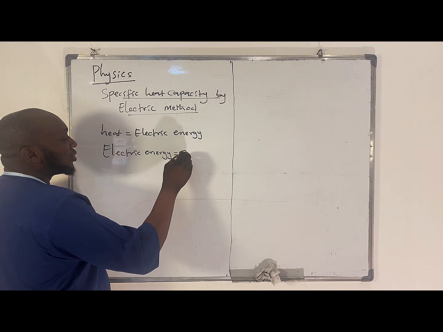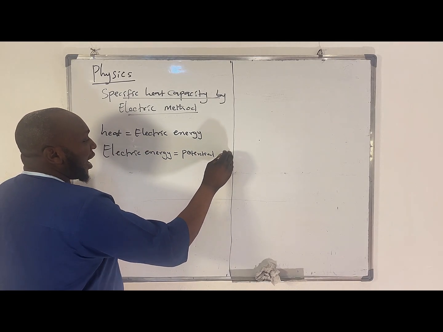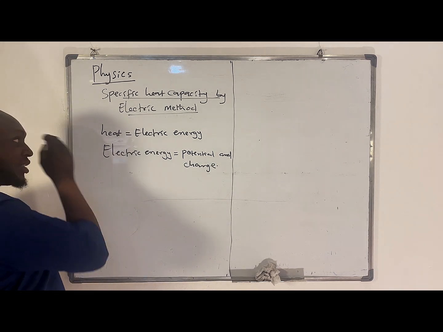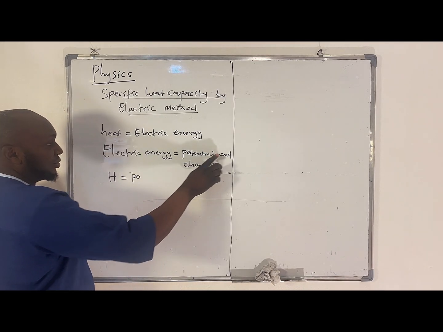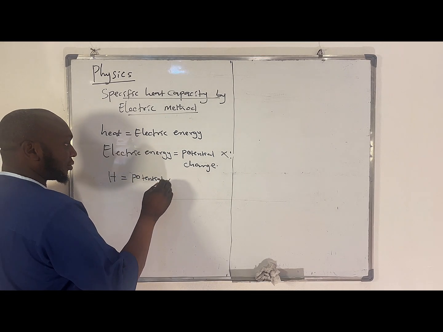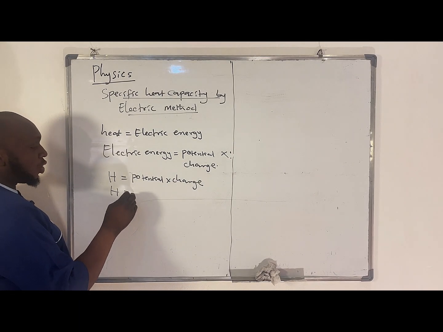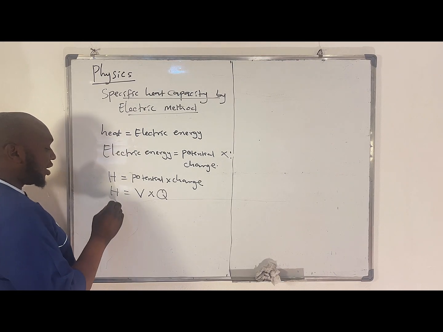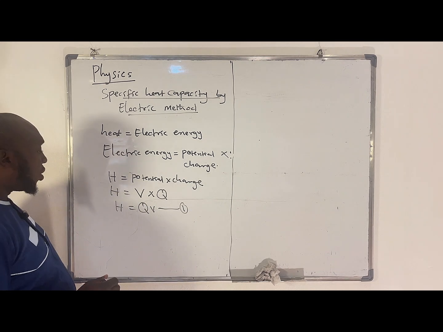Electric energy is the product of potential difference and charge. That means that heat is equal to potential difference times charge. If the potential difference is V and the quantity of charge is Q, H will be equal to QV. That is formula 1.